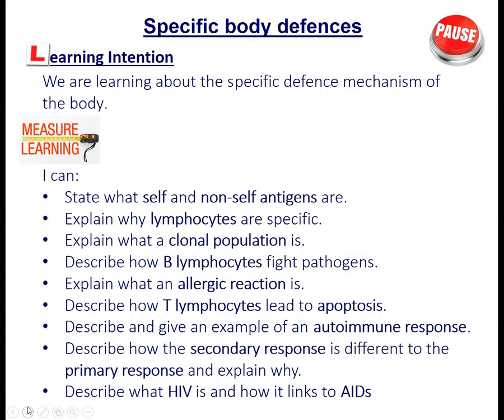So have a look at the key learning points again. Pause the video and think carefully what your questions are. Go back over the video again if there's areas that you struggle with.